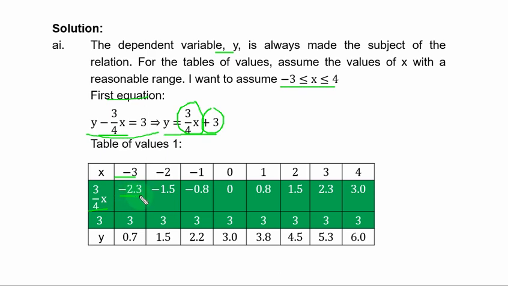You do that for the rest of the values of s. 3 is a constant, and as such, you write it under each value of s. To get y values, you simply add the columns in green. That is this, you have 0.7. If you add this, you have 1.5, and so on. So this is the table of values 1 for the first equation.